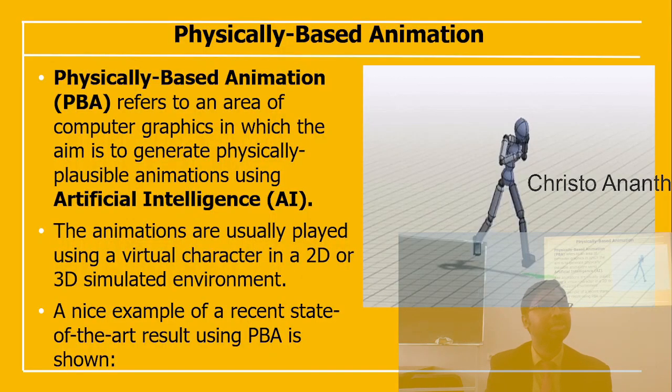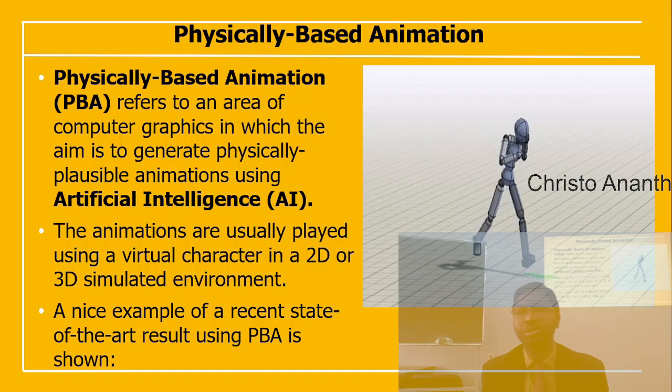So this is physically based animation. Actually, it's an animation. It refers to the area in computer graphics where you aim to generate physically plausible animations using AI, artificial intelligence. So here it will be walking, maybe some balls will be coming and hitting, and it will keep going continuously. That's programmed by using AI.